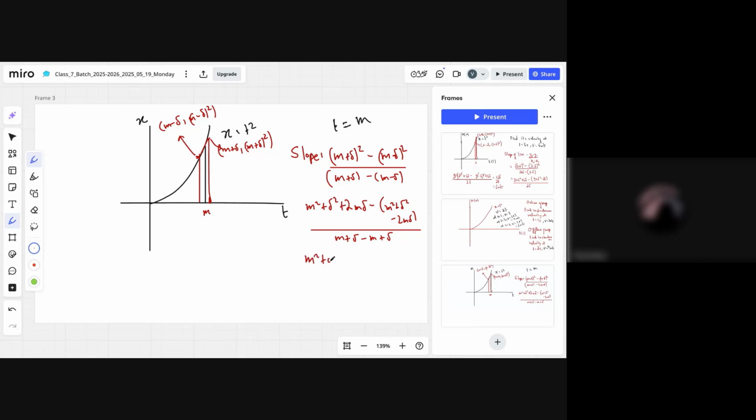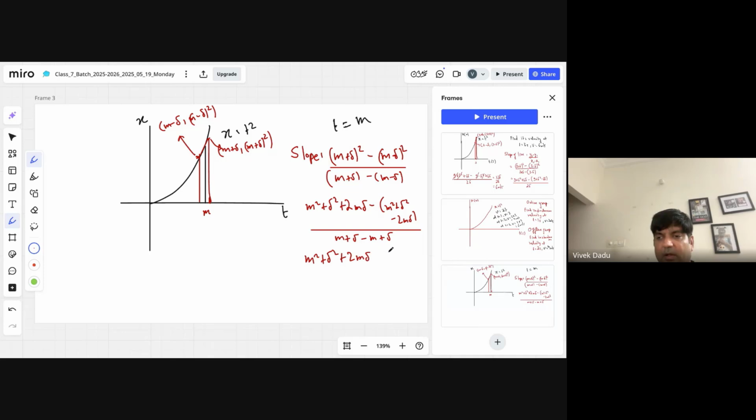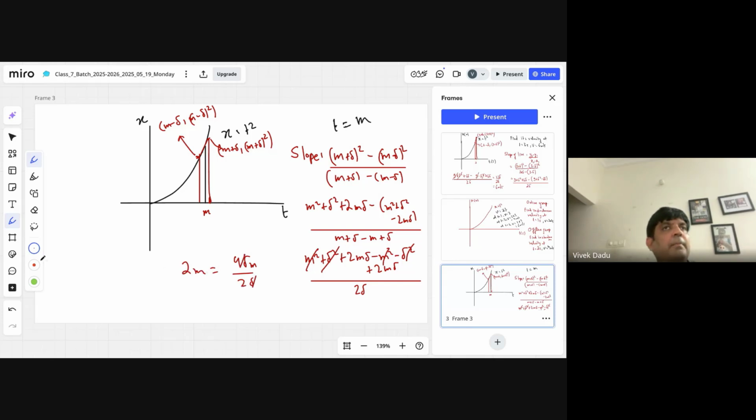So you have m square plus delta square plus 2m delta minus m square minus delta square plus 2m delta, by 2 delta, which is 4m delta upon 2 delta. 4m by 2 is 2m. Can you see that? Yes. So now if you see, we are getting a formula V equal to 2m.